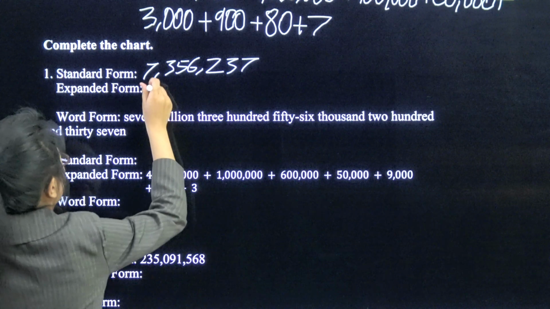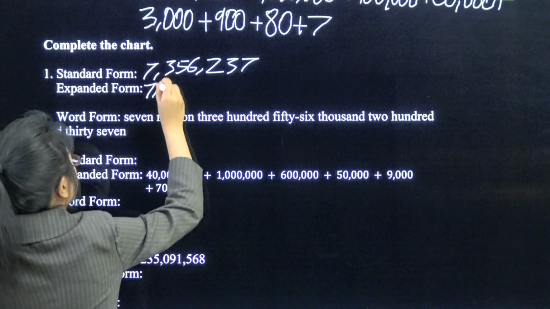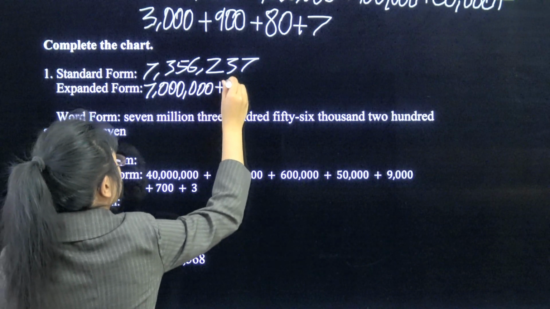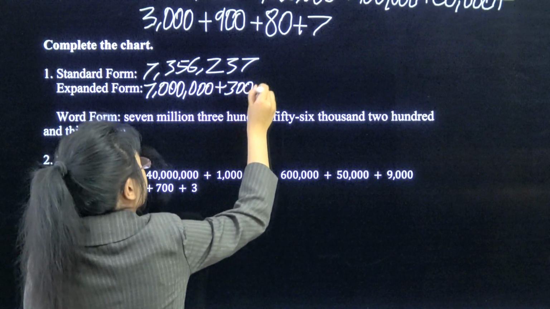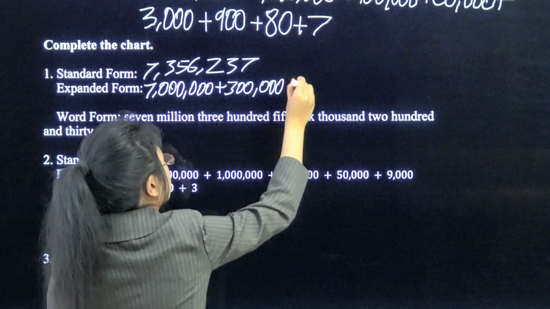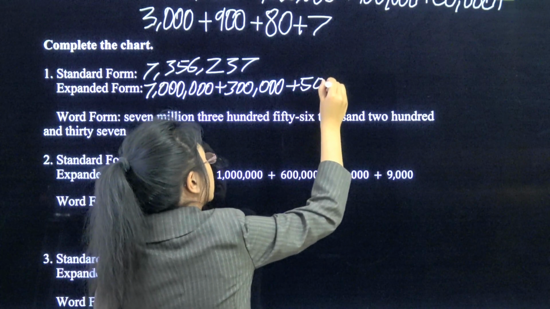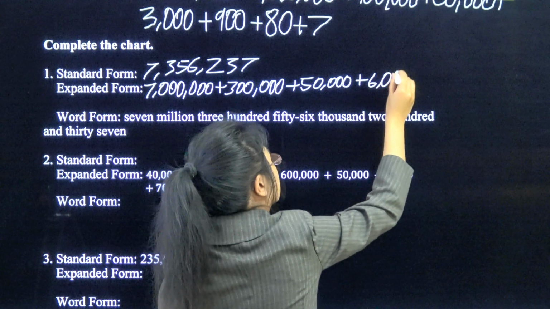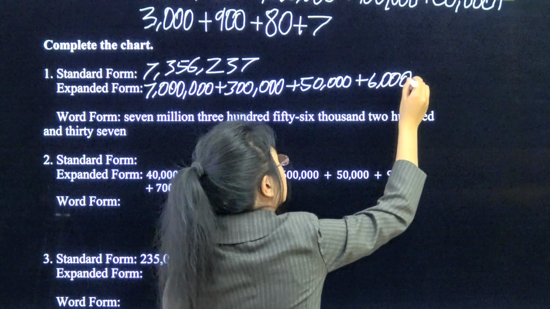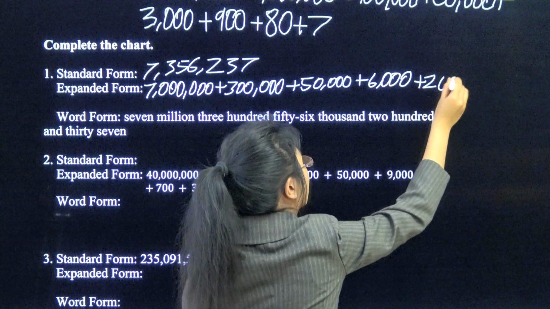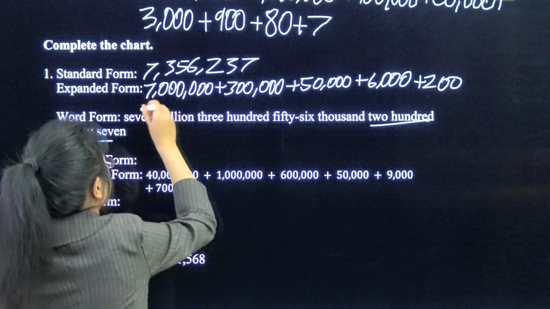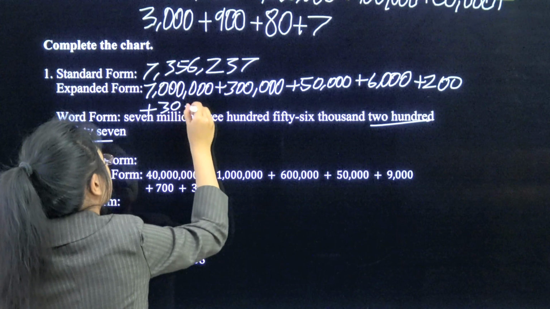Yay! So the expanded form would have 7 million plus 300,000 plus 50,000 plus 6,000 plus 237, which is plus 30 plus 7.